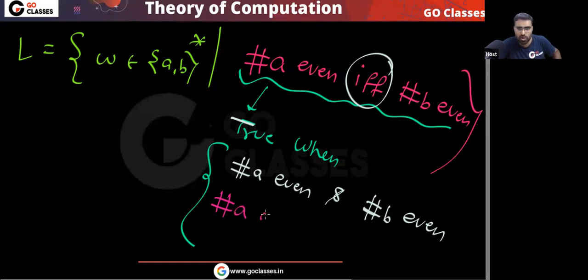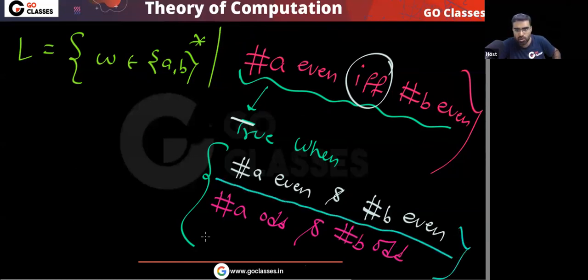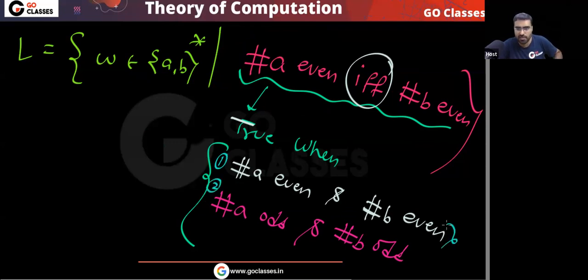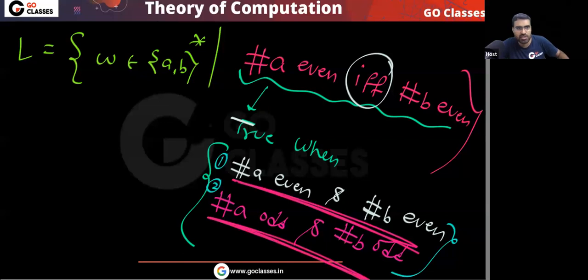When the number of A is odd. And when will this be false? When the number of B is odd. So in these two conditions, I can say these are the two conditions. This is condition number 1 and this is condition number 2. In these two conditions, the string will belong to the language. So the string will belong to the language when this happens or this happens.